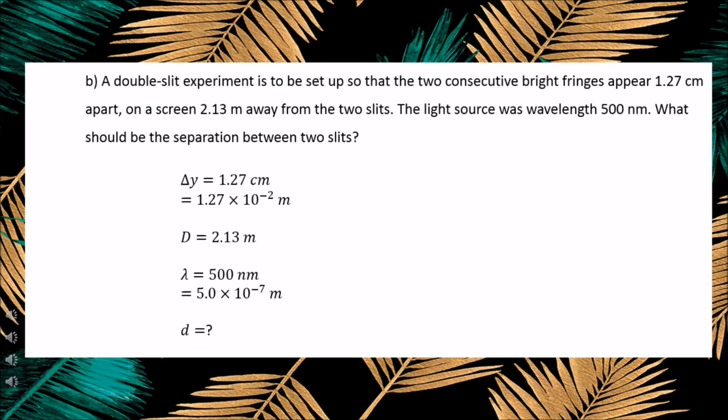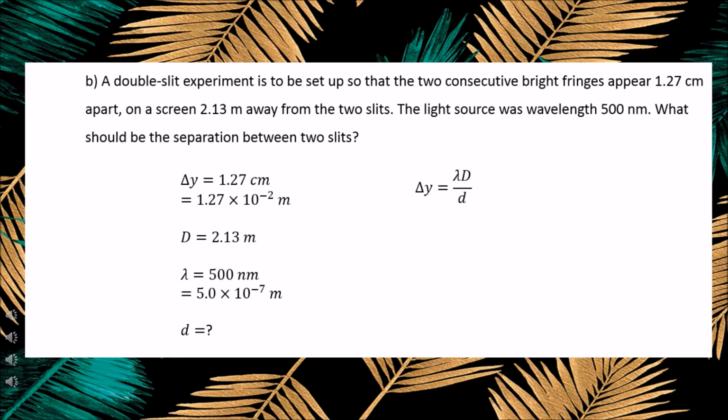For question 14b, a double slit experiment is to be set up so that two consecutive bright fringes appear 1.27 centimeters apart. So we know that delta y is 1.27 times 10 to the power of negative 2 meter. On a screen 2.13 meters away from the two slits, we know that 2.13 meter is the capital D. The light source has a wavelength of 500 nanometer, so lambda is 5 times 10 to the power of negative 7. So what should be the separation between the two slits?